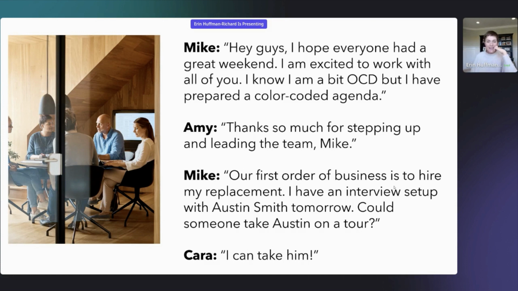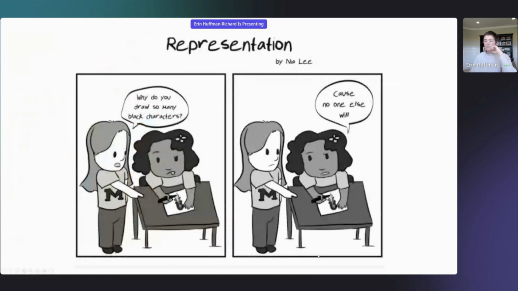All right, let's look at another example. Oh, before we move into the other example, I really like this cartoon by Nia Lee, and it's titled Representation. I think this really hits home the importance of representing lots of identities in the work and the trainings that we create. On the left-hand side, a child that appears to be white says, "Why do you draw so many black characters?" And then on the right, a child that has black or brown skin says, "Because no one else will." I really think this hits home just how important it is to represent lots of identities in the work we do.